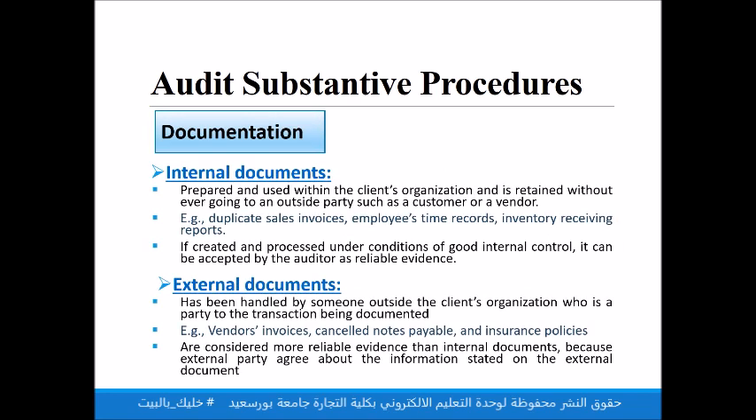Documents examined by the auditor can be internal or external documents. Internal documents are prepared and used within the organization, such as sales invoices and employees' time records. However, external documents have been handled by someone outside the organization, such as vendors' invoices and insurance policies. In general, external documents are considered more reliable evidence than internal documents because an external, independent party agrees about the information stated on the document.